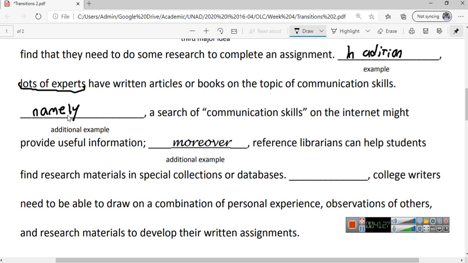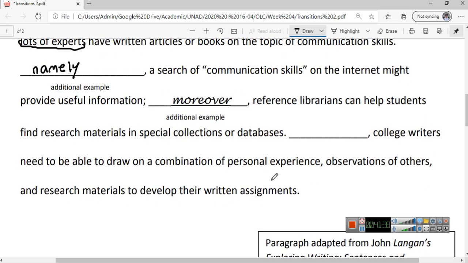Moreover, reference of librarians can help students find research materials, special collection, or debates. College writers need to be able to draw on a combination of personal experience, observation of others, and research materials to develop their assignments. So let's finish with you, Laura. How would you finish this sentence? Namely was very good. I don't know, teacher. But keep on with your explanation, please, about this phrase.